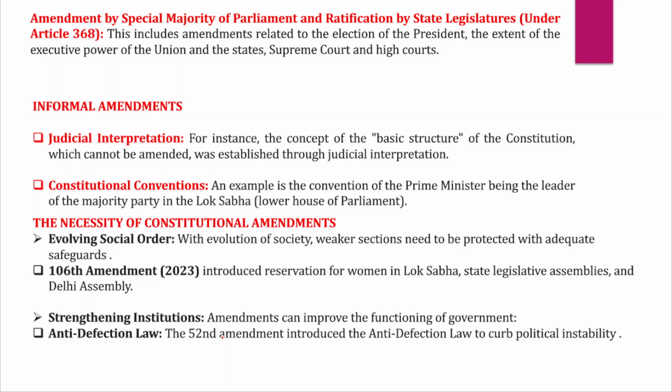And the third procedure is amendment by special majority of Parliament. Apart from that, half of the state legislatures must ratify the constitutional amendment bill. Right? So this is the third procedure, and it reflects the rigid nature of the Indian Constitution, because it not just requires a special majority of the Parliament. Apart from that, it also requires the consent of half of the state legislatures as well. Half of the state legislatures must ratify the constitutional amendment bill for it to become a constitutional amendment.